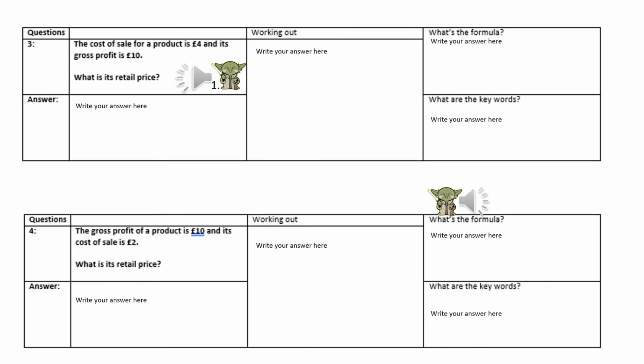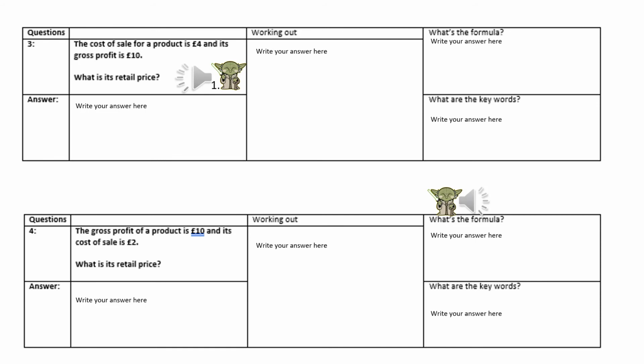Question 3. Question 3 is the cost of sale for a product is £4 and its gross profit is £10. What is its retail price? Now here you have the formula, but you don't have all the answers. So if you ever wondered why you were doing algebra, then here's the answer, because you've got to work out the middle number. I'll do the formula again. Make sure you write that down in the formula box. Gross profit equals turnover minus cost of sales. You have gross profit, you don't have turnover, and you have cost of sales. So the answer is 10 equals something minus 4.